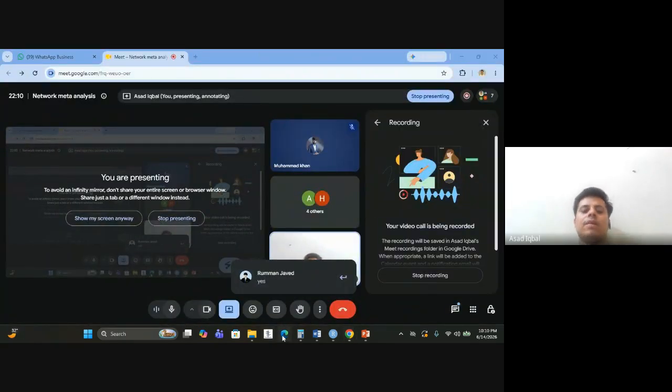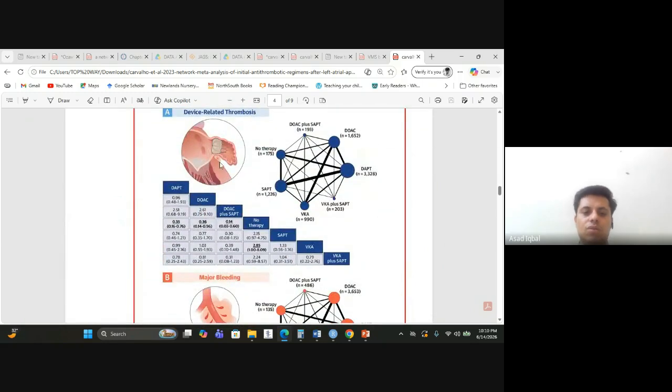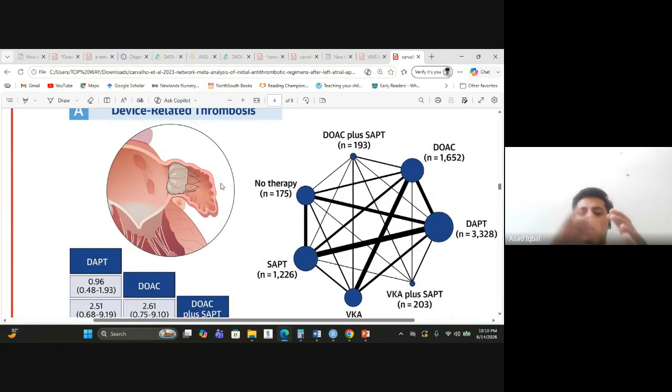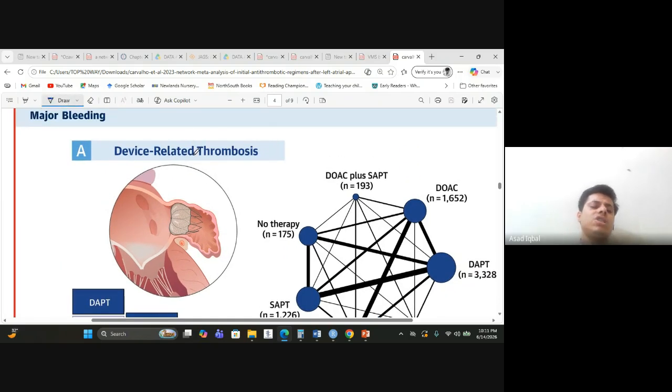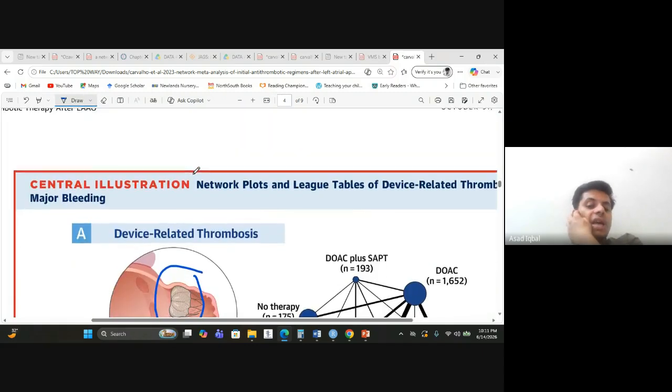Okay, so this is a network meta-analysis, which is comparing different antithrombotic regimens after left atrial appendage occlusion. Let me show it to you. Here in the left atrium, there is a pouch-type place where usually the clots originate. Physicians and interventional cardiologists use different devices to close that appendage.